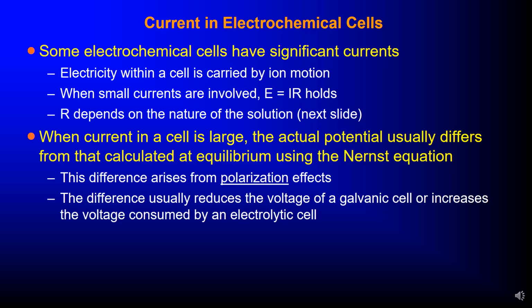So when current in a cell is large, the actual potential usually differs from that calculated at equilibrium using the Nernst equation. This difference arises from polarization effects. The difference usually reduces the voltage of a galvanic cell or increases the voltage consumed by an electrolytic cell.